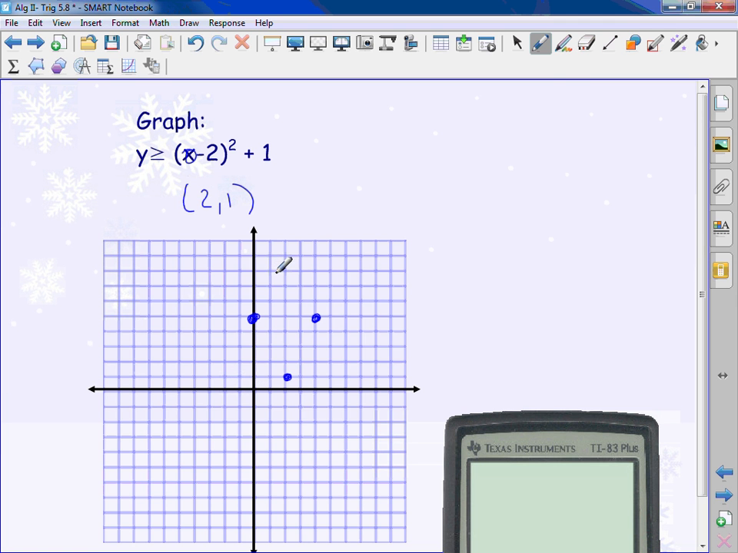Why would we do negative 2? Like it was 2 on this side and negative 2 on the other. Because it has to be a mirror image of this point. This is my AOS right down the middle. So I can draw my parabola.